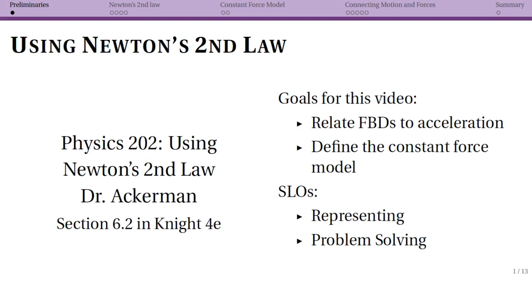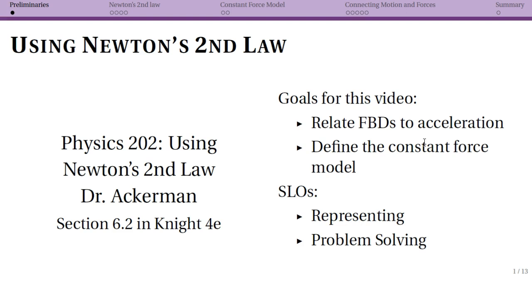We are actually going to talk about acceleration that is non-zero. Part of this requires us to define a second model. The equilibrium model was only valid when objects were in equilibrium. So now we're going to define the constant force model. I am going to again sketch through the beginning of certain problems to hopefully help you get started in doing these calculations. And again, here we have some really important learning outcomes to think about.